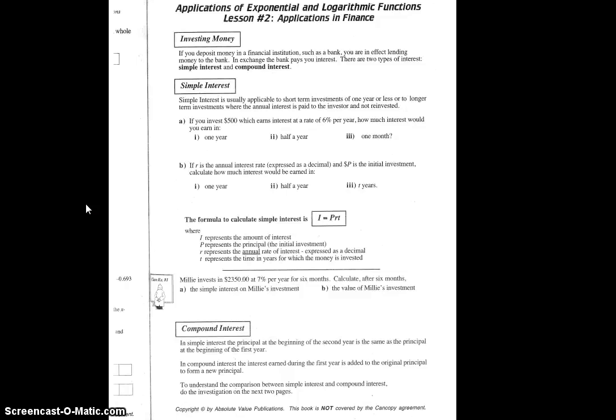Hey everyone. Today's lesson, we're going to do lesson 2 and lesson 3 in this one, but today's lesson, lesson 2, is about money. The lesson actually gets more involved into simple interest and compound interest, but we're going to just focus on compound interest for this lesson, partly due to time.